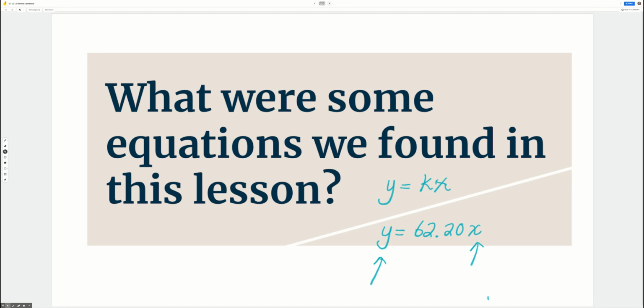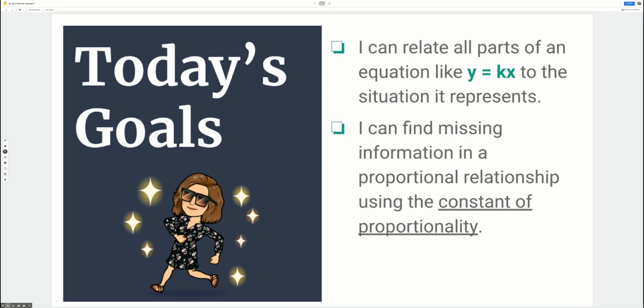So that is what we know so far about equations in this problem. What I want to do is reflect for a moment on our goals for today. Our goals include relating parts of our equation, like y equals kx. The y equals kx we just did in our problem about ticket sales. And we're going to continue to practice some of these in the practice problems coming up. So as we go through this, it will become easier and easier to find this information. But I really think we are making great progress. So let's continue to the practice problems.